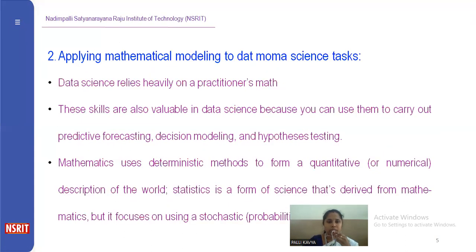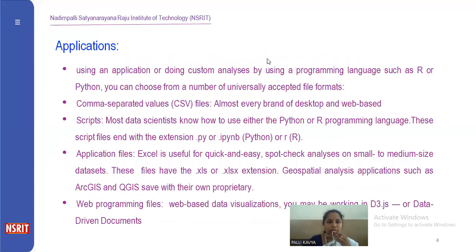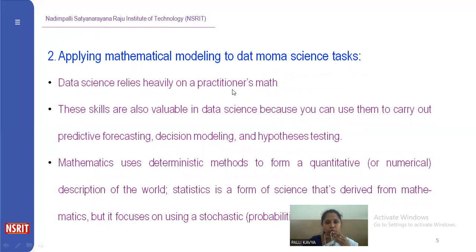Next, we are going to discuss applying mathematical modeling to the data science task. Up to now, we discussed collecting, querying, and consuming data, and then we discussed the applications and file formats that are mainly used for data science. Now we are going to discuss how mathematical modeling is applied.